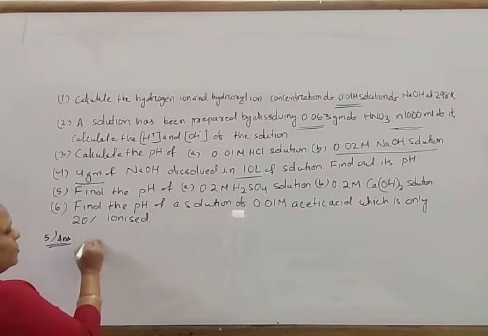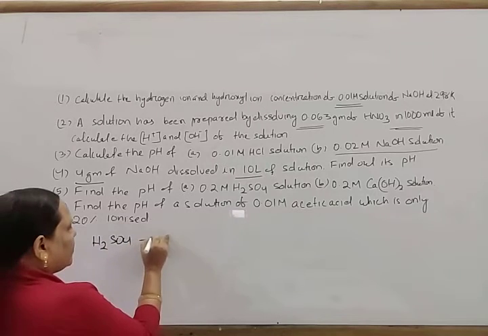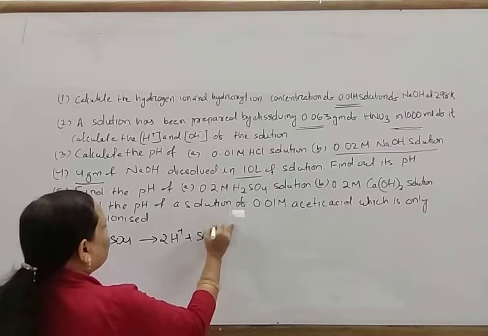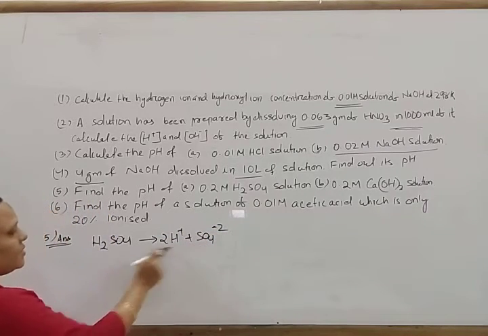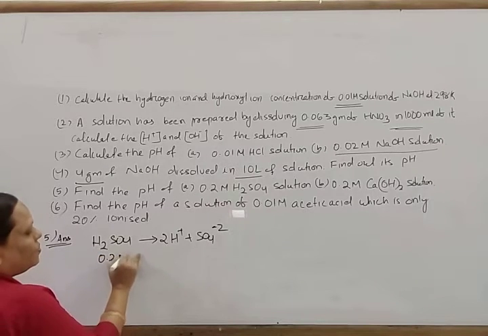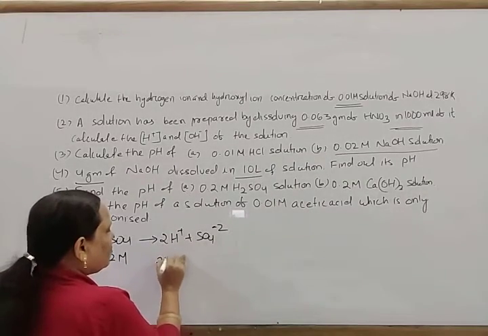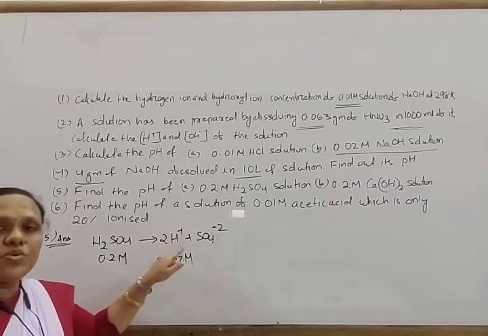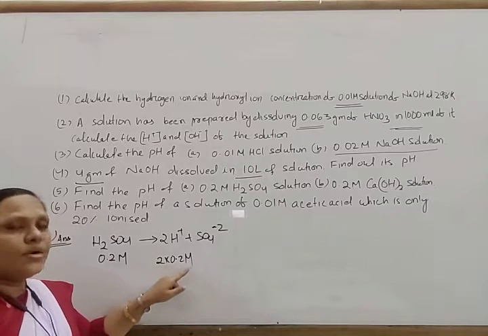Look here. Sulfuric acid, H2SO4, will give rise to 2H plus and SO4 2 minus. The sulfate is not responsible for acidic or basic character, but the concentration given is 0.2 M. The H plus concentration is 2 into 0.2 M, because 1 mole gives 2 moles of H plus ion.